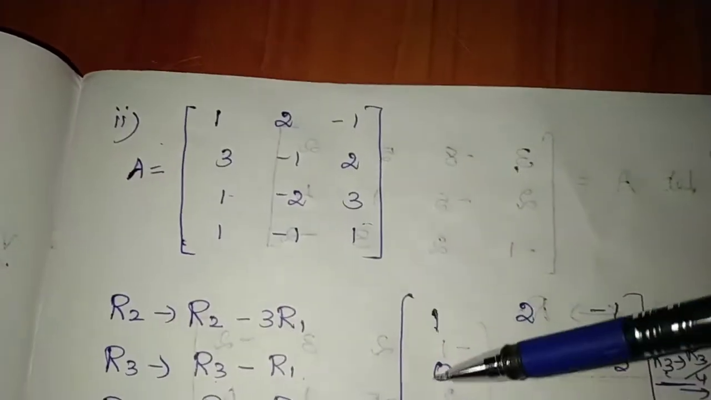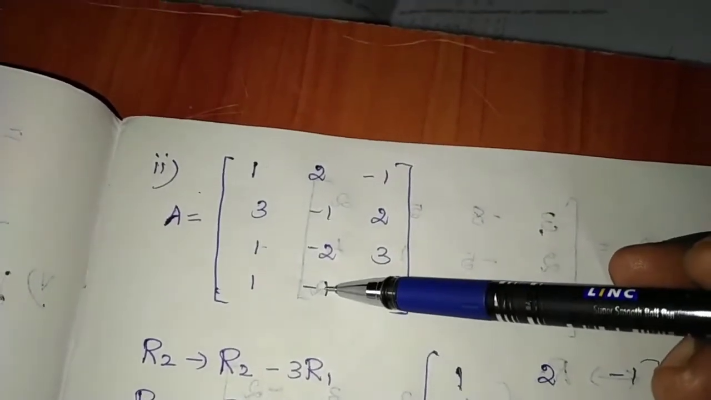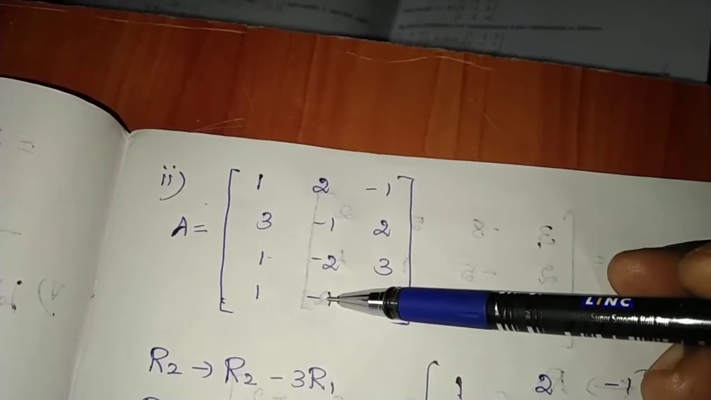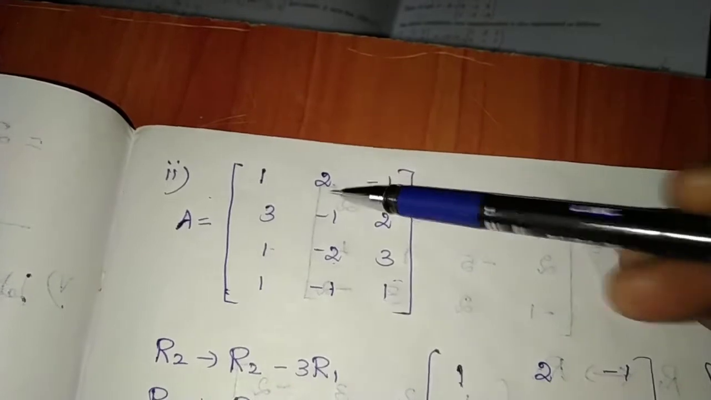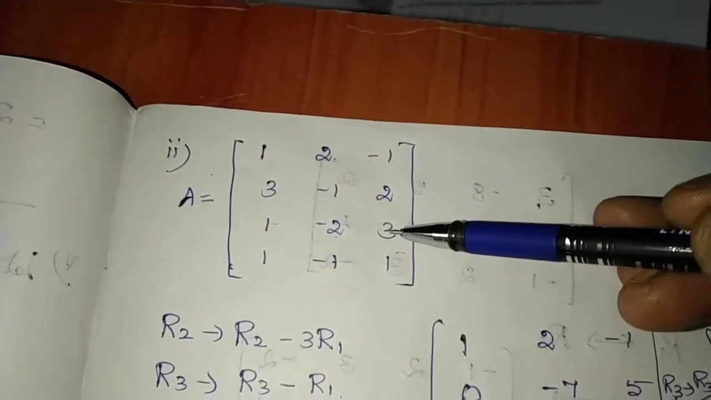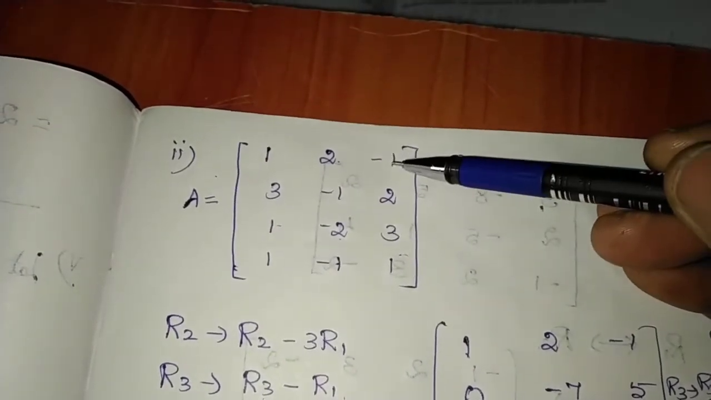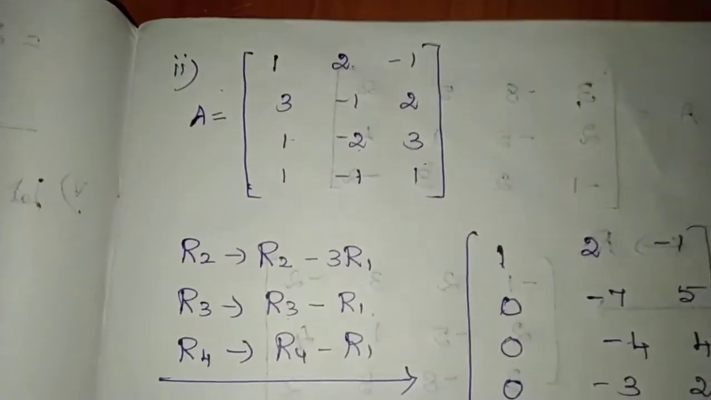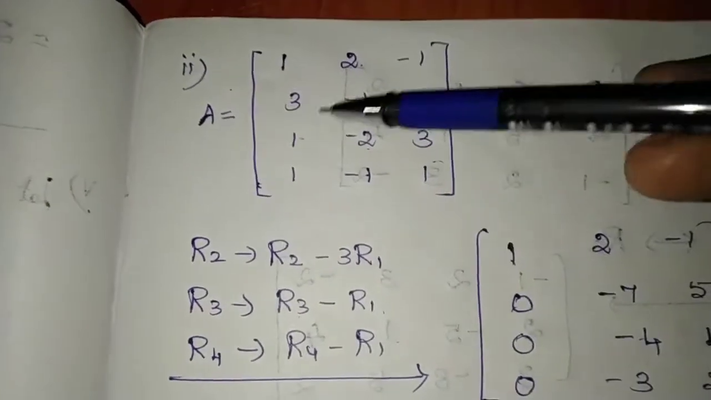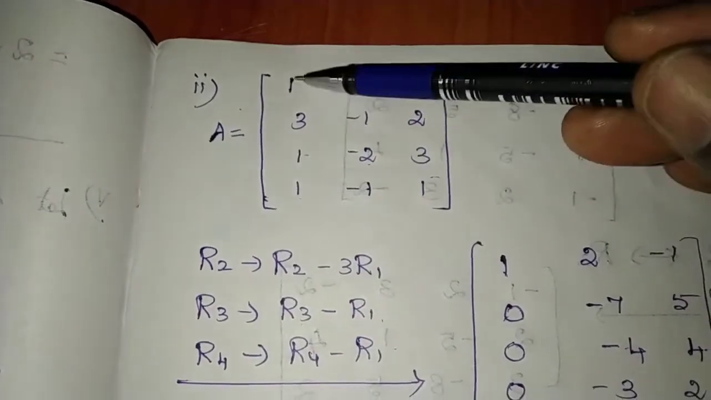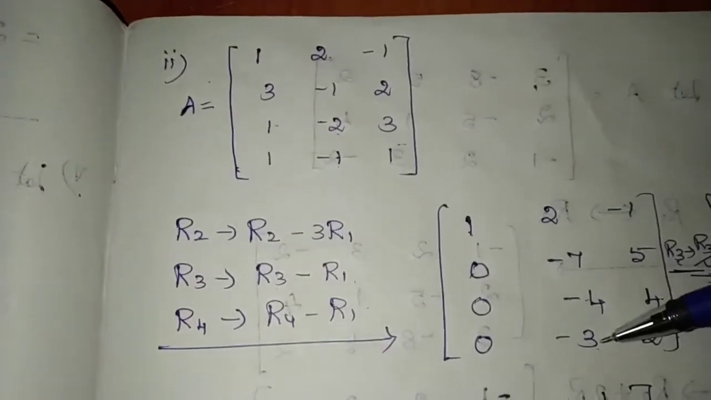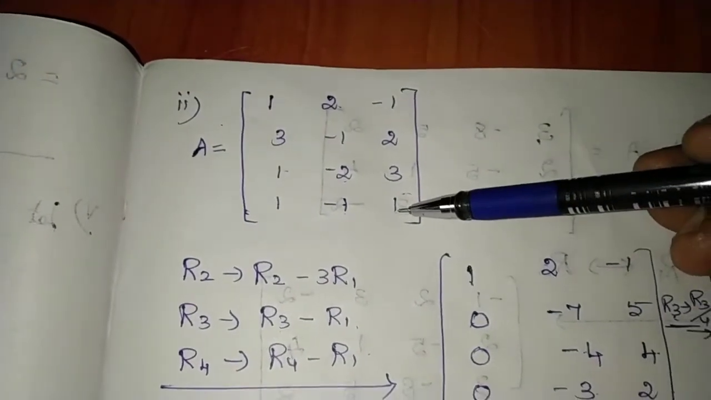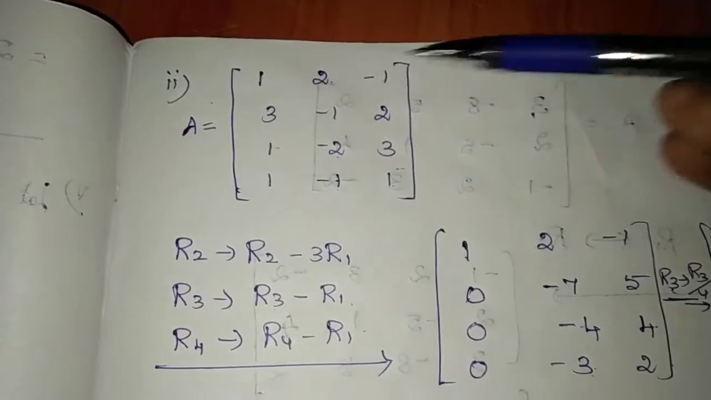1 minus 0, 0, minus 1, minus 2, minus 2, minus 4, 3, minus of minus plus 1, 4. And R4 minus R1: 1 minus 1, 0, minus 1, minus 2, minus 3, 1, minus of minus plus 1, 2. See that one.